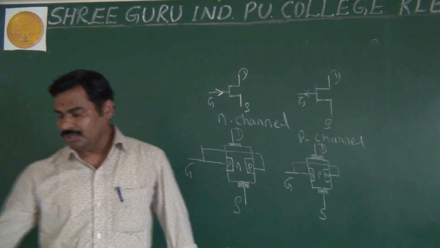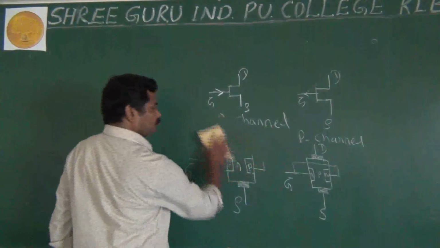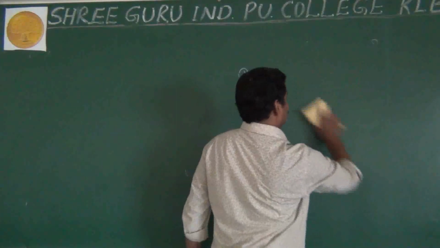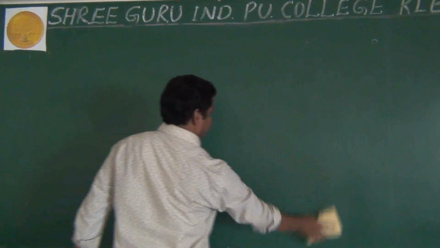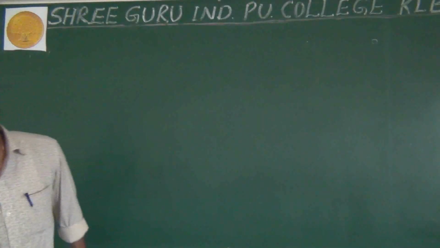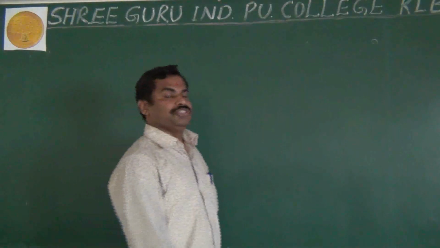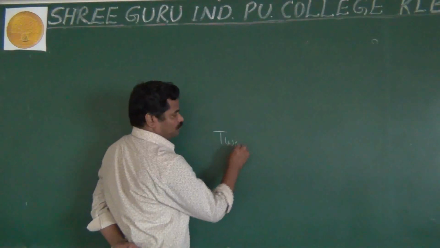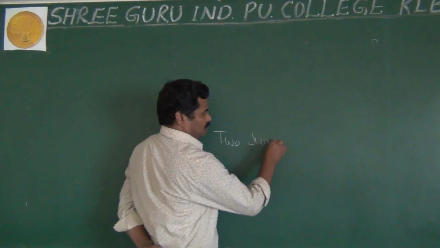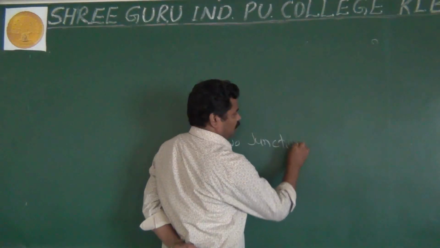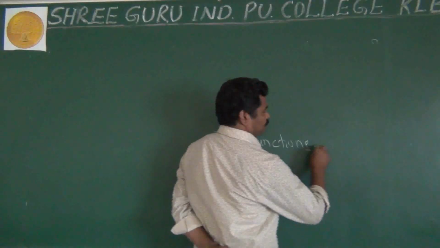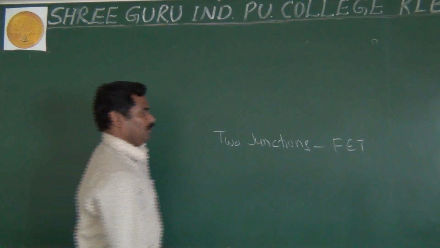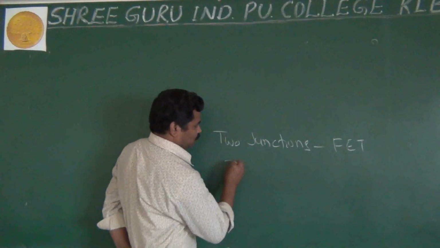In FET, we are going into the detail of the N-channel JFET. As I said, in your JFET you have two junctions. Like that, in your BJT also there are two junctions.